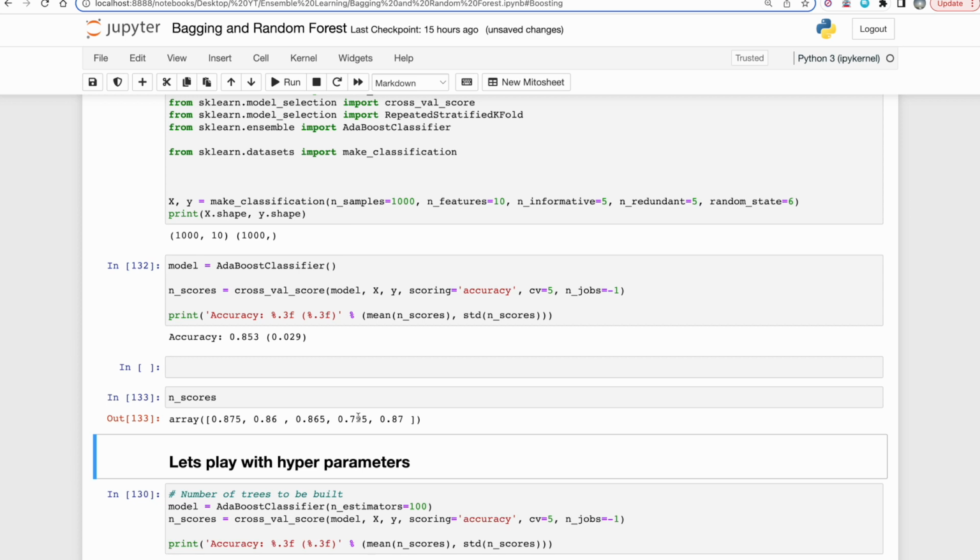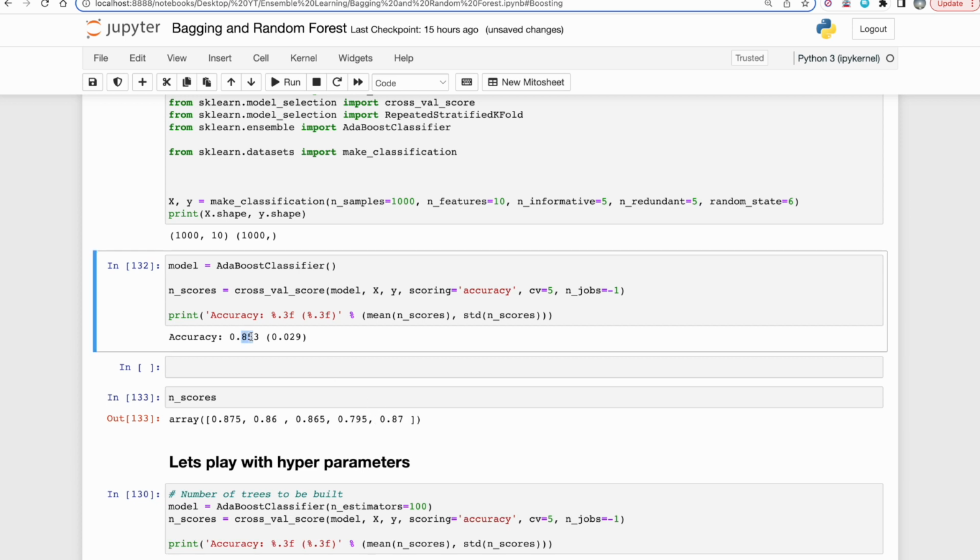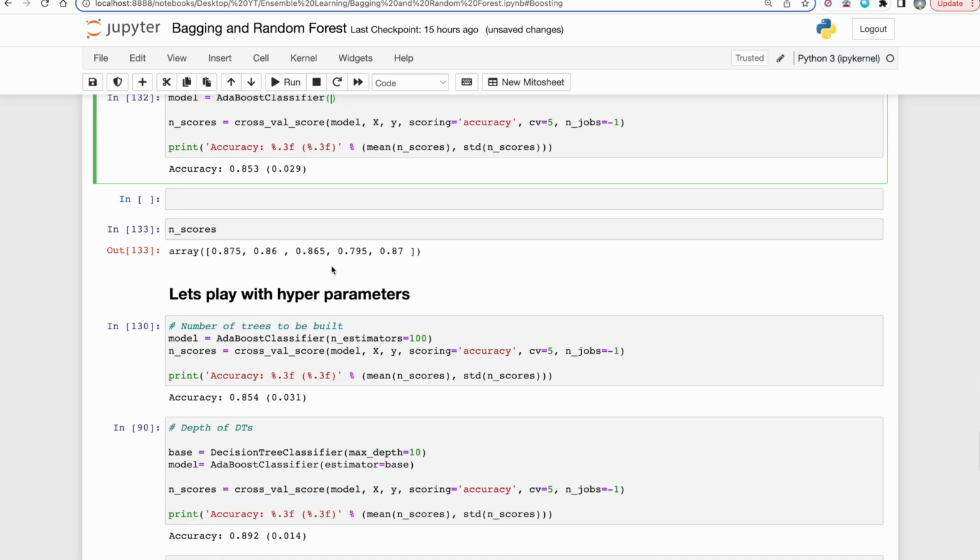87, 86, 86, similar, like 79, 87. So the average is 85% I am getting on my cross validation score with my default AdaBoost classifier, right? I have not tweaked any hyperparameter over here. Now let's play with the hyperparameters.